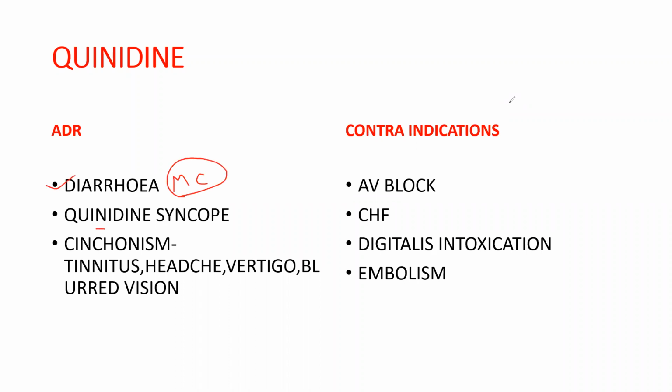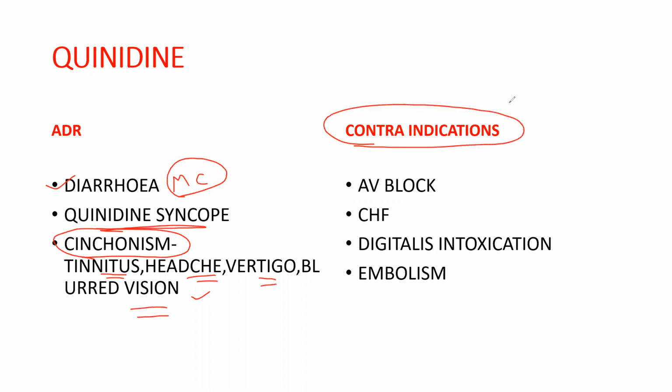Other ADRs include quinidine syncope and cinchonism. Cinchonism includes tinnitus, headache, vertigo, blurred vision. What are the contraindications for quinidine? You can remember them with the mnemonic A, B, C, D, E: AV block, CHF, digitalis intoxication, that is digitalis poisoning, embolism. So for quinidine, we know the uses, ADRs and contraindications. If they give a question about quinidine, you can write all those points.